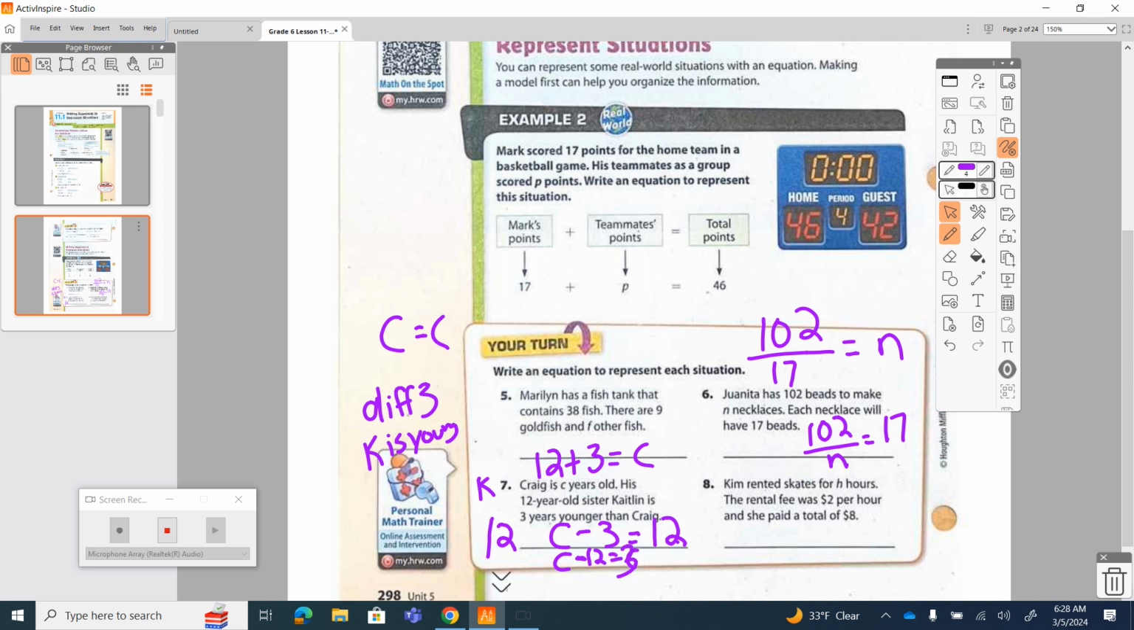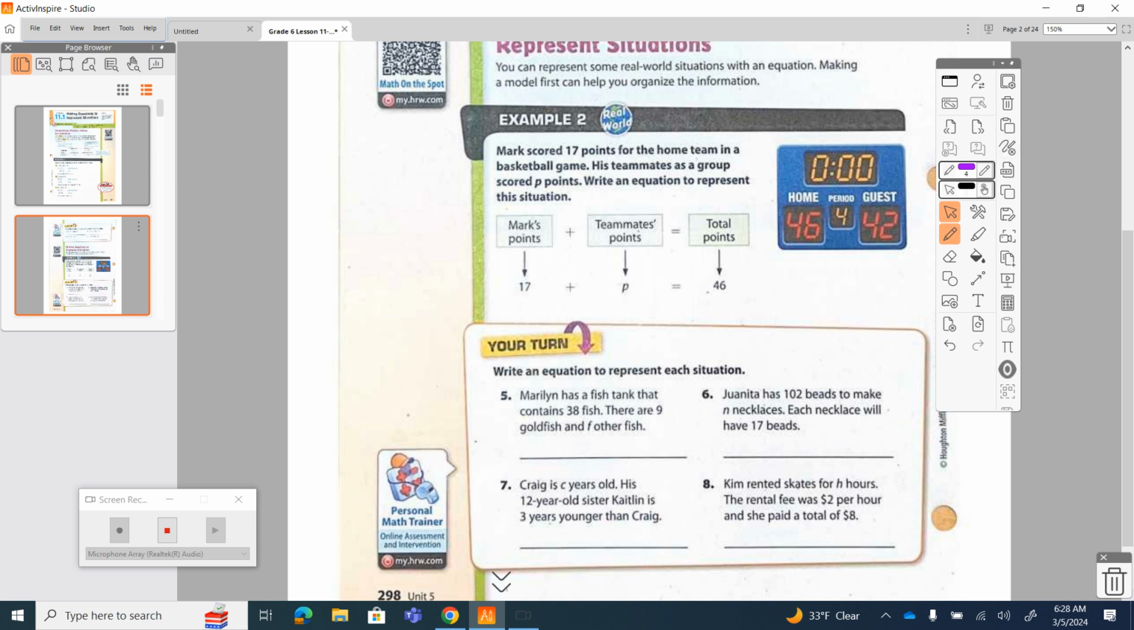Kim rented skates for 8 hours. The fee was $2 per hour. Ooh, that's multiplication. So $2 per hour. And the total, so total would always go on its own side of the equal sign. So that was number 8. Okay? Hopefully you got those, and if you didn't, hopefully my explanation made more sense.